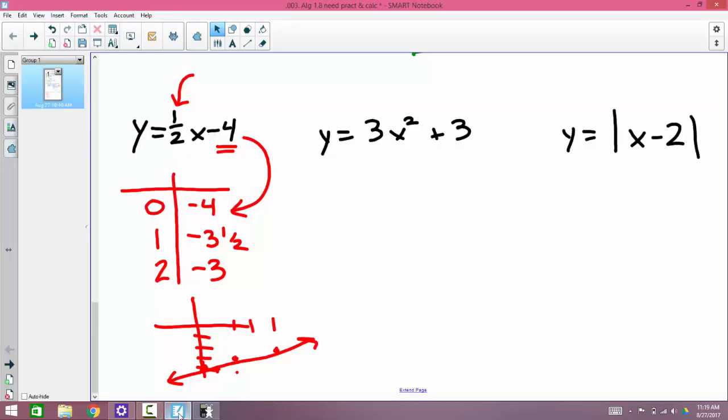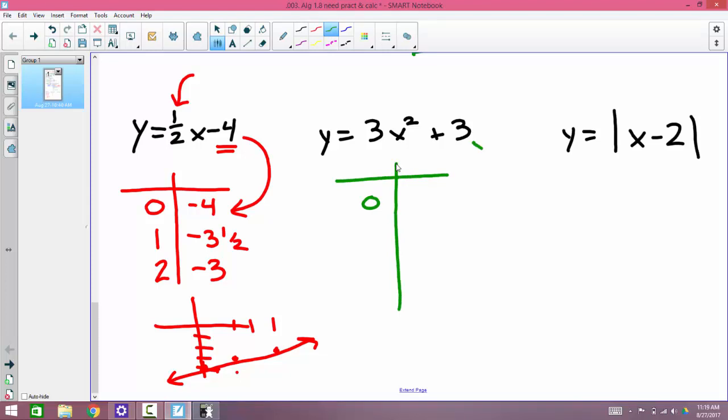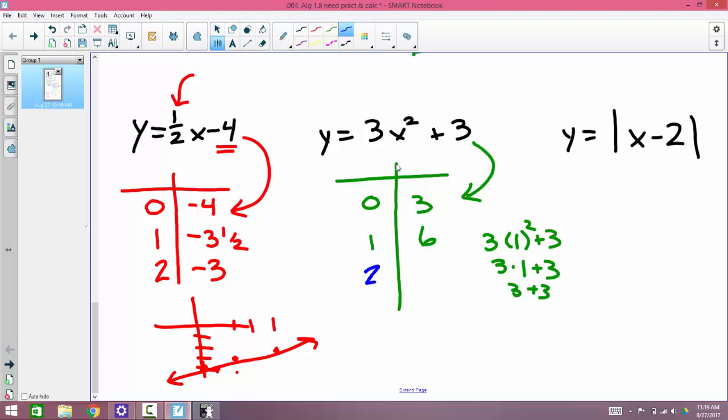Let's go to the second equation, 3x squared plus 3. Order of operations says you do need to square before you multiply. So plugging 0 in, you do get the 3. When you plug 1 in, you have 3 times 1 squared plus 3. That's 3 times 1 plus 3. So that's 3 plus 3, which is 6. And when you plug 2 in, that's 3 times 2 squared plus 3. So 3 times 4 plus 3, 12 plus 3, which is 15.